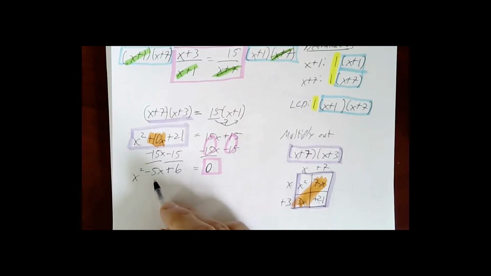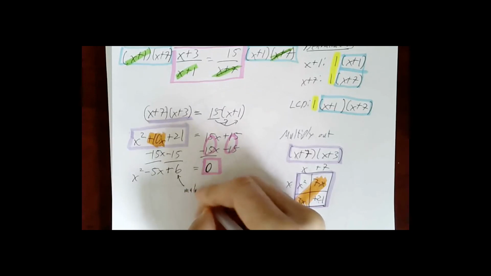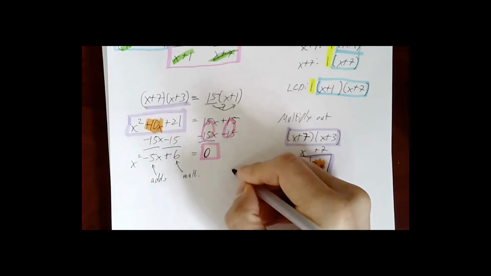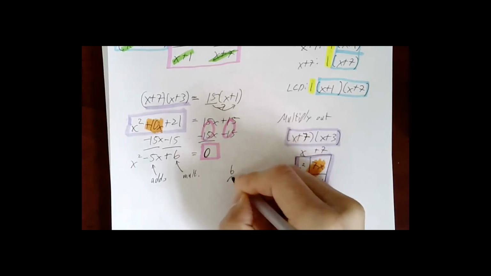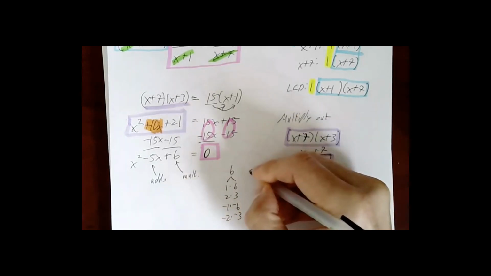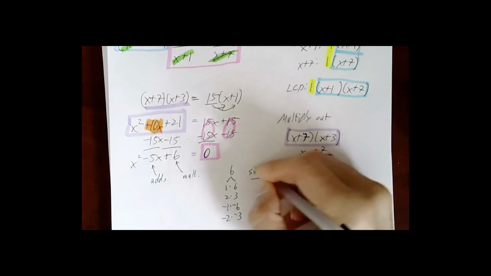This quadratic is factorable. Going back to our factoring rules, what multiplies to 6 but adds to negative 5? So looking at my factors for 6, I can have 1 times 6, I can have 2 times 3, I can have negative 1 times negative 6, and I can have negative 2 times negative 3. And we want to find the sum of negative 5. That's what we're looking for.